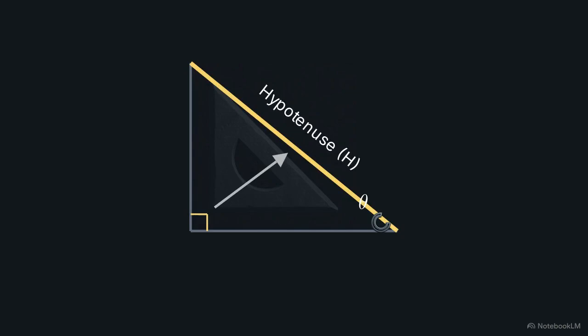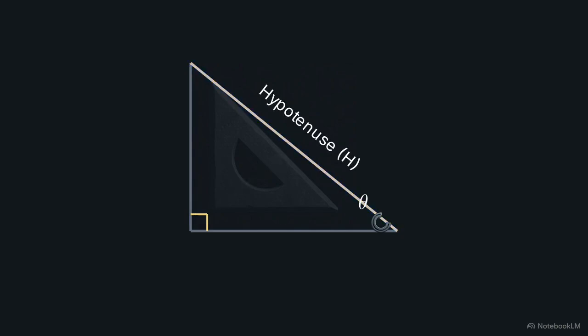Let's establish our framework. This is a right-angled triangle. Note the 90-degree angle here and the symbol resting in the bottom right corner. That is theta, and it represents our angle of interest. First, locate the anchor point. The hypotenuse is the side locked directly opposite the 90-degree angle.